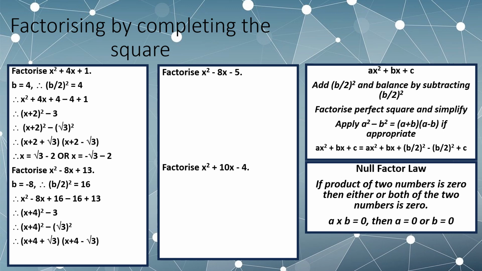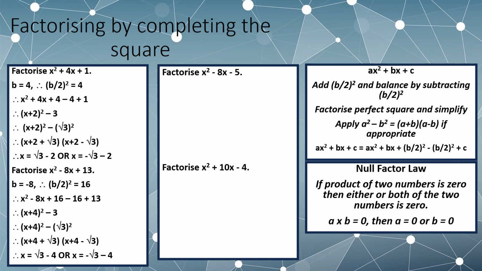Once again, at this stage, you can apply the null factor law, making your equation equal to 0, which gives us x is equal to the square root of 3 plus 4, or x is equal to negative the square root of 3 plus 4.